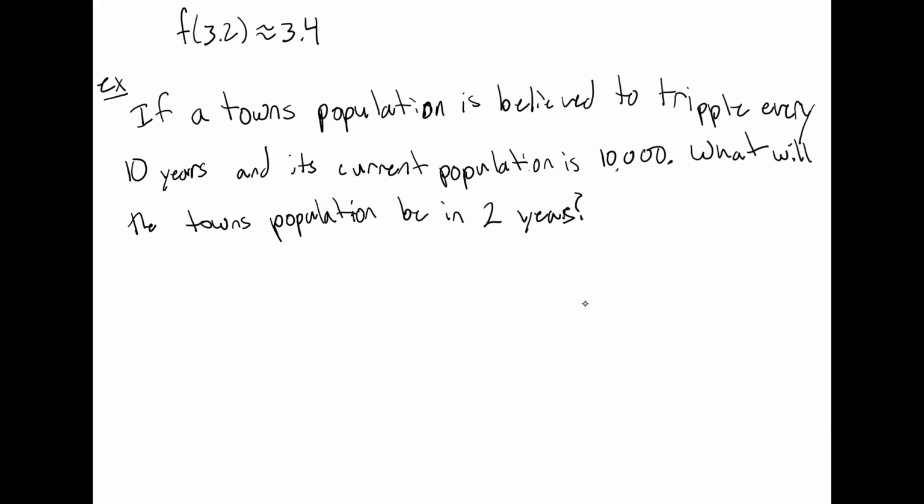So we don't have a function for this, right? If we had a function model, it would be good. And you could say, okay, well, if we know it triples every 10 years and its current population is 10,000, we could create an exponential function to model it. And while you're not wrong, we don't necessarily know that this population is going to continue to grow at this rate. We just believe that it currently triples.